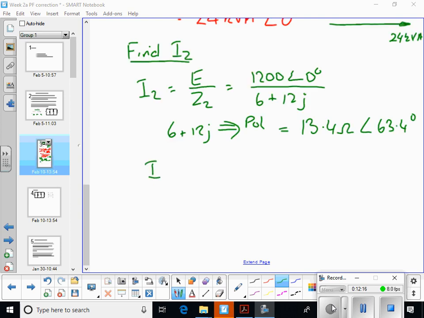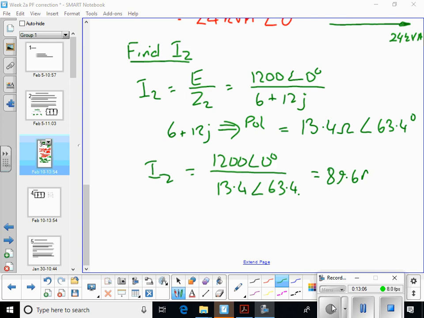So I2 is equal to 1200 angle 0 degrees over 13.4 angle 63.4. And what I'd suggest is, most times in these calcs, when I calculate an answer, I'd do the conversion with it as well and just write it down, because 9 times out of 10 you're going to want it later in the other form. And that comes out to 89.6 amps.